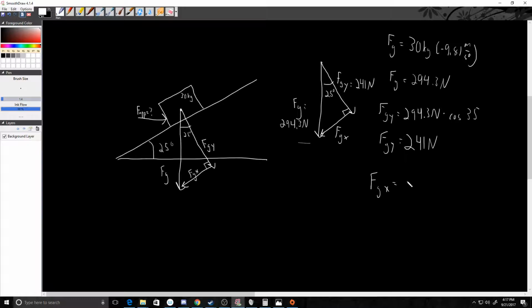So in this case, F_g of x is going to be negative. That should have been a negative as well. 294.3 times the sine of 35. Because really, this is the one that I'm going to be concerned with, the way I worded the question. So finding that value, once again, go back to the calculator. Sine of 35. This one I got 168.8 newtons.